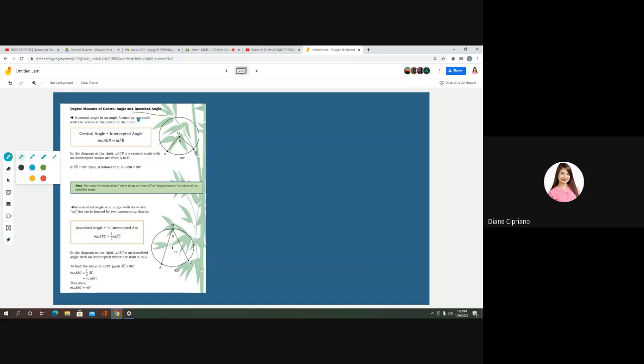Ayoko na ng green. Sawa na ako. Ayan. Ay, hindi makikita. White, white tayo dito sa solving.